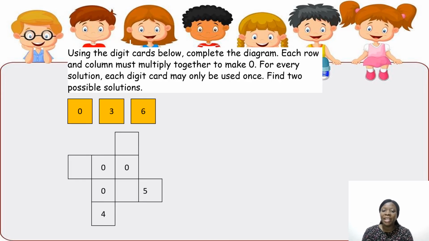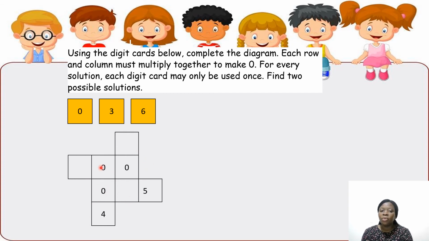And then finally, we have another representation. We are asked to use these digit cards to complete the diagram. Each row and column must multiply together to make 0. For every solution, each digit card may only be used once. Find two possible solutions. So this is a row, this is a row. This is a column, this is a column.